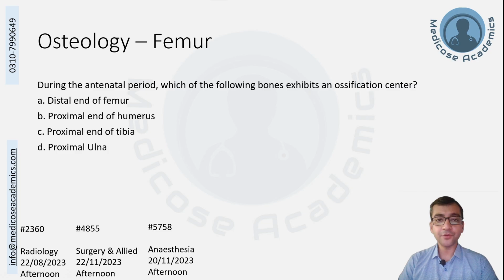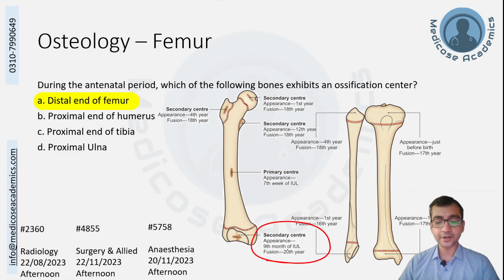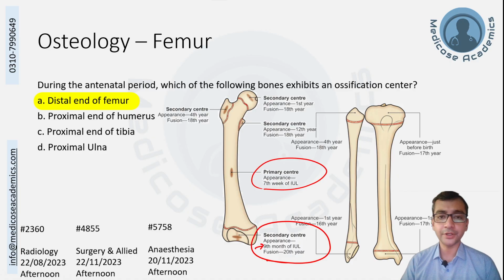During the antenatal period, which of the following bones exhibits an ossification center? Now that's an interesting point. Most of the secondary ossification centers appear after birth. The distal end of the femur is the one that is known for its hurry to appear. The secondary ossification center at the lower end of the femur appears by the 8th or 9th month of intrauterine life. For all of the others, the primary ossification center usually appears in the second month of intrauterine life. For the rest, they appear after the birth.